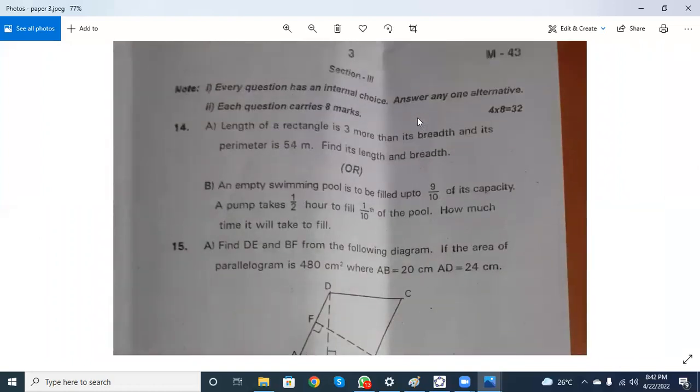So this is section 3. Each carries 8 marks. You will have an internal choice for each and every question. So this is from area and perimeter. Length of the rectangle is 3 more than its breadth, and its perimeter is 54 meters. Find its length and breadth. An empty swimming pool is to be filled up to 9/10 of its capacity. Pump takes half an hour to fill 1/10 of the pool. How much time will it take to fill?